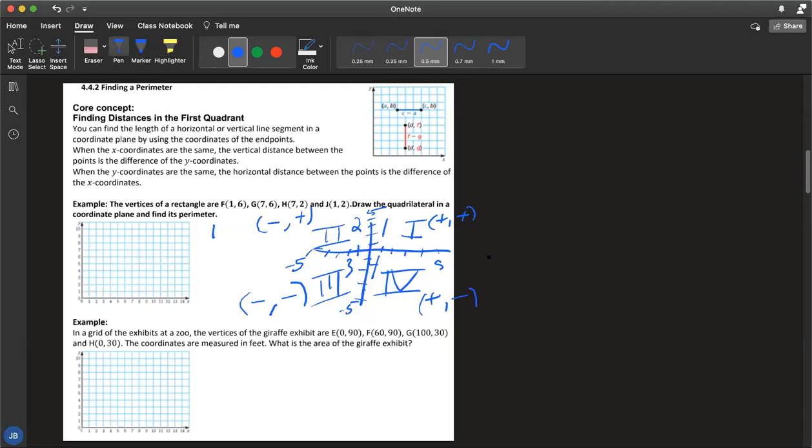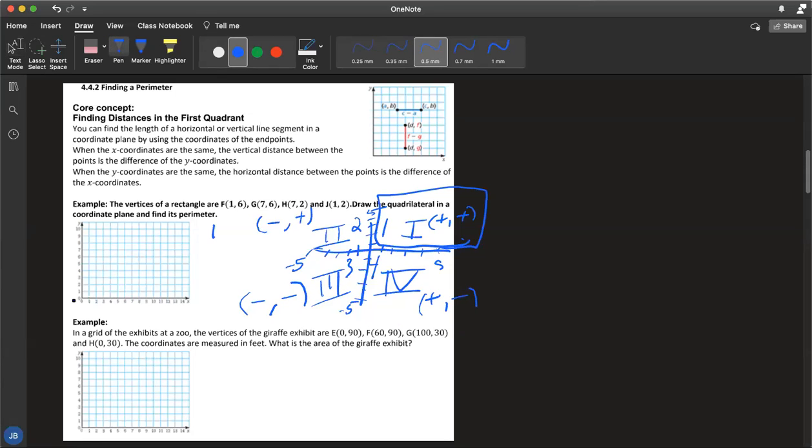So all we're focusing on right now is our first quadrant. So everything will be positive. We'll make it super easy. Does that make sense for everybody? Because it's hard to have a negative perimeter. That's why. So I'm going to go ahead and start by writing the vertices of our rectangle.